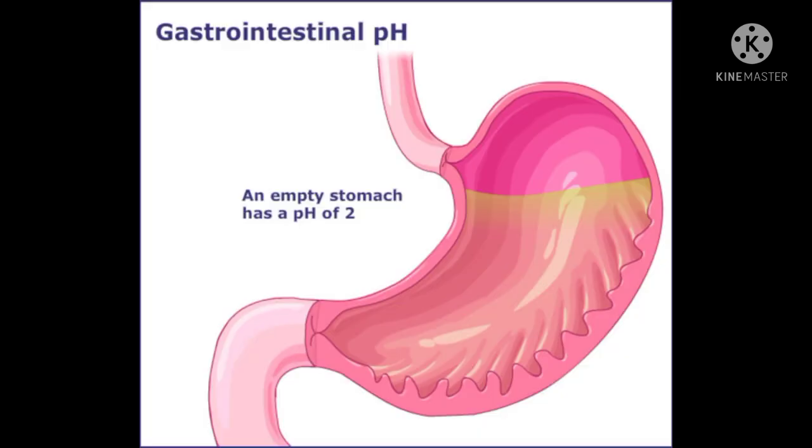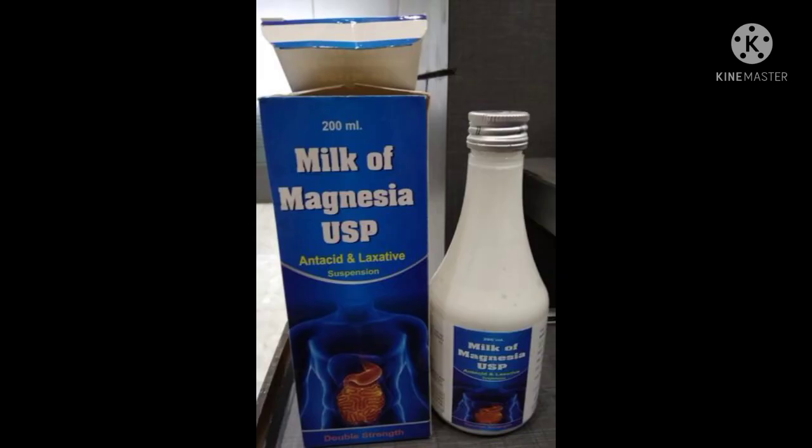The best example of an antacid is magnesium hydroxide. Another name for it is milk of magnesia. It is a most important formula, so don't forget, my dear students.